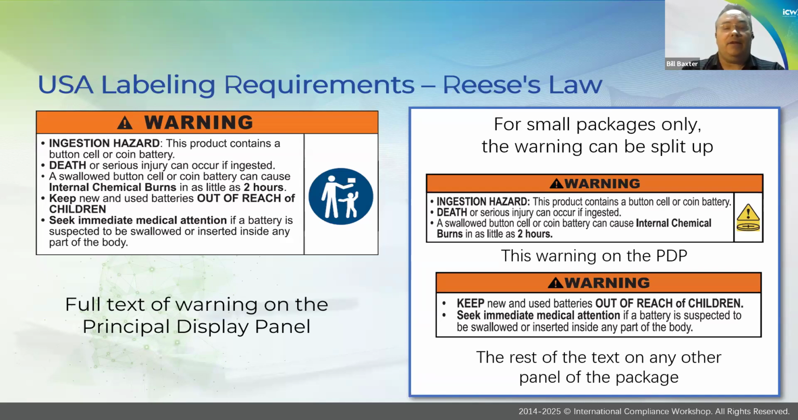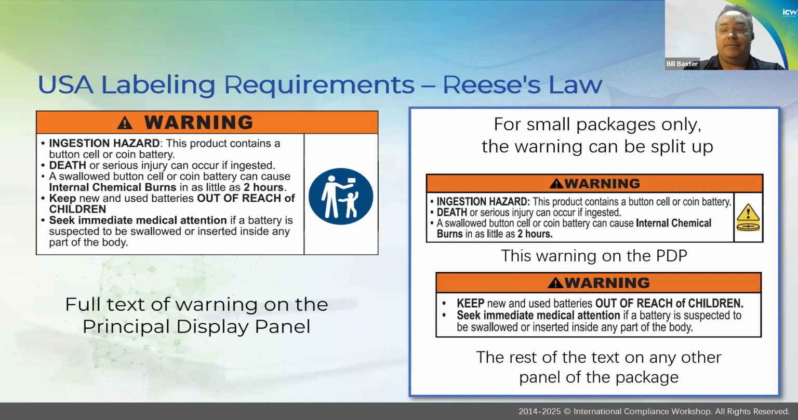So I mentioned before that your type size is based on the overall principal display panel. The only real nod for smaller packages is that the standard allows you to break up the warning into two panels. So if you look over on the right, if your package is small, you're still required to have a minimum size based on the principal display panel, and that applies to both panels.